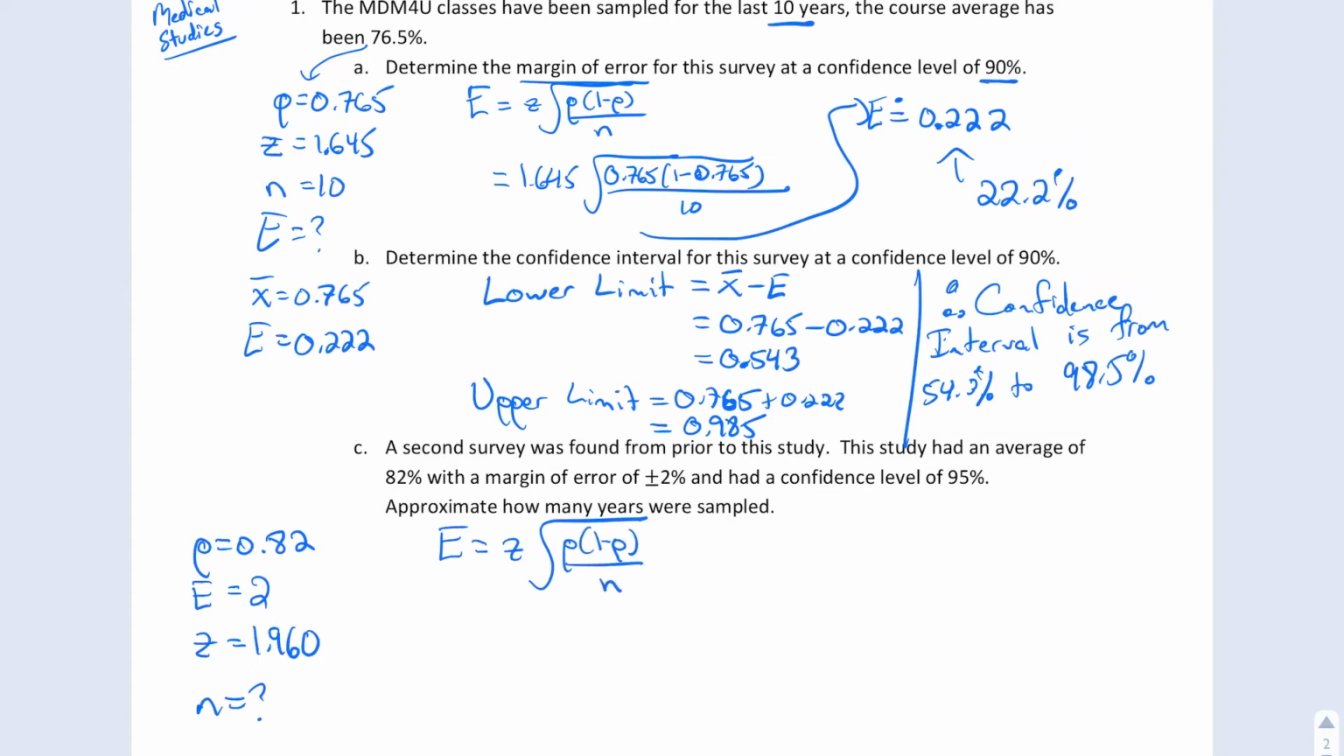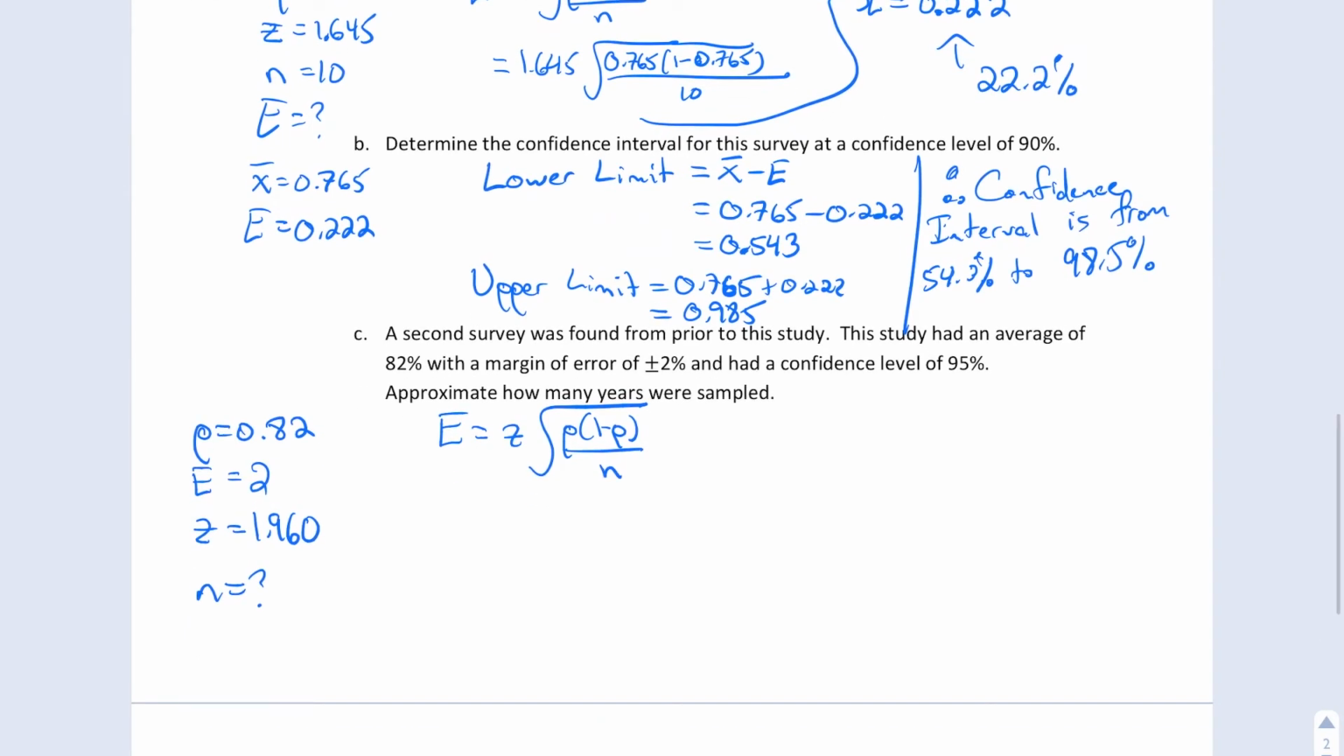So what we can do is take that formula, so E equals Z square root and so on. And I need to sub in or rearrange to solve for N. So I'm going to sub everything in.